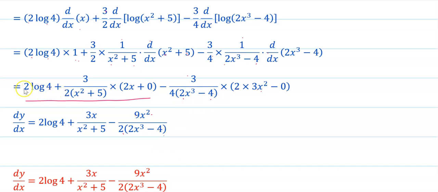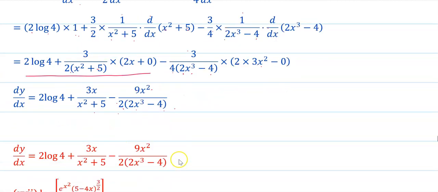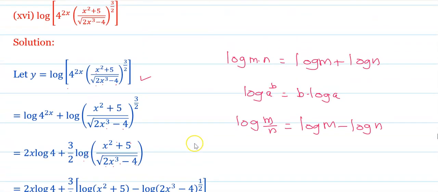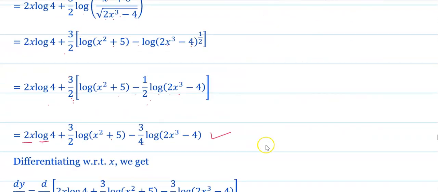Now look again here, 2 log of 4 as it is. Now the simplification has been done here again. This 2 will get cancelled. You will get 3x upon x square plus 5 minus, in the numerator how much will come, 18x square, and in the denominator 4 in bracket 2x cube minus 4. After simplification you will get 9x square upon 2 in bracket 2x cube minus 4, and hence this is the answer. You can see it again. All the rules of logarithms have been used here.